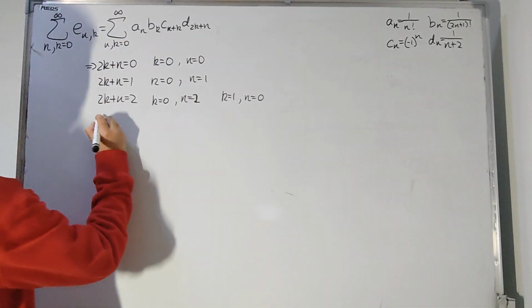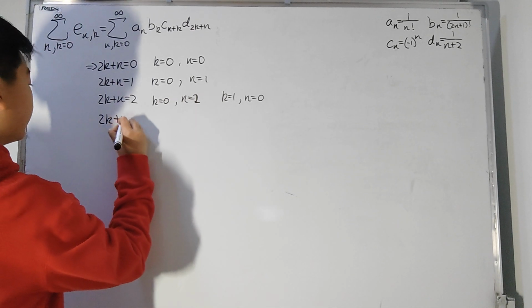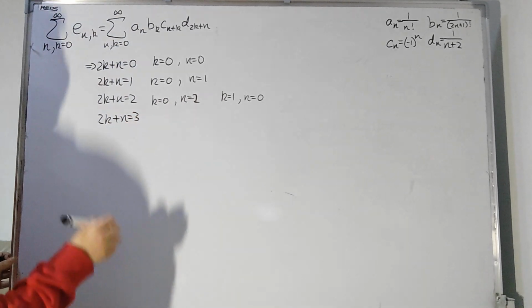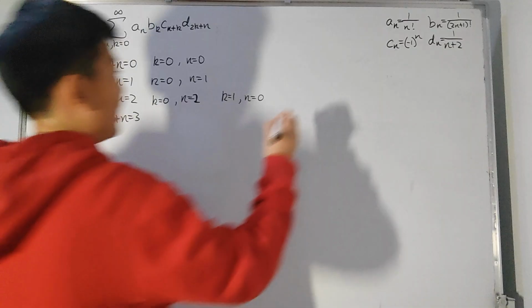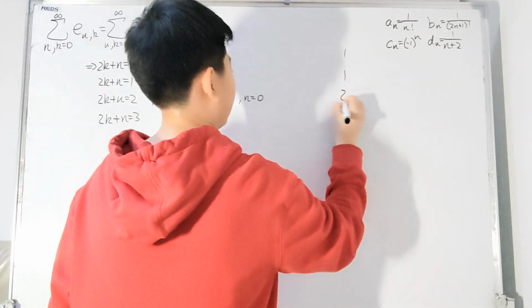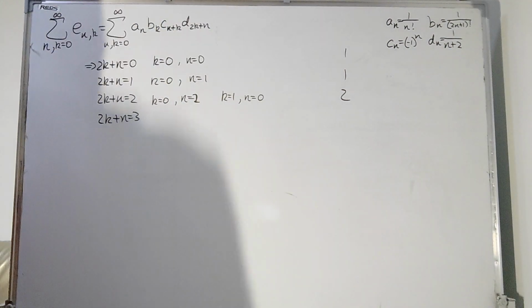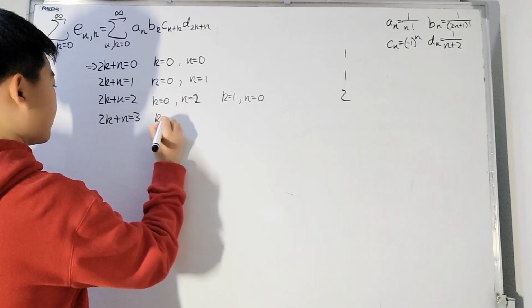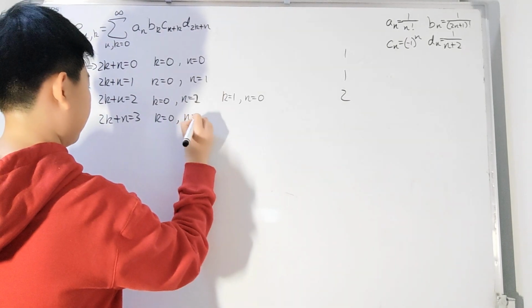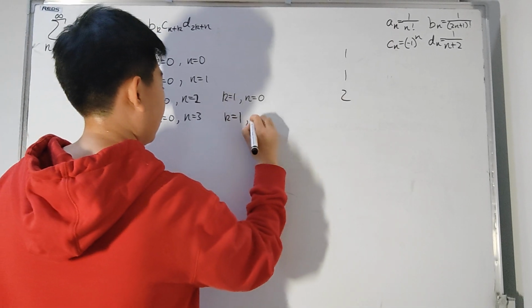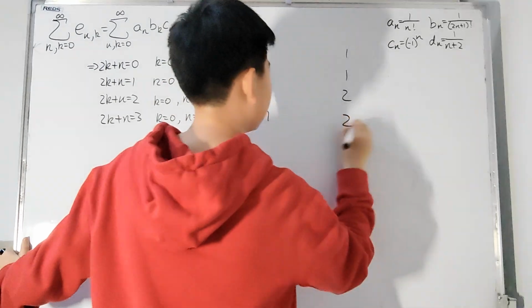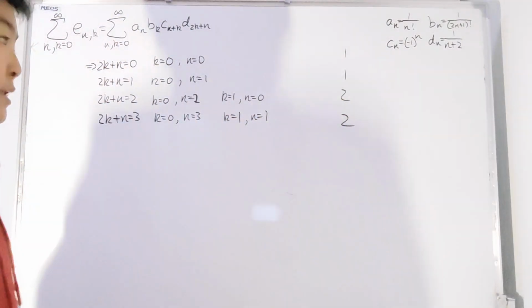And then I went on again. So 2k plus n is equal to 3. And I'm actually going to write down the number of solutions it has. So we have 1, 1, and then we have a 2. Now for the 3 case, we have k equals 0 and n equals 3, and we can also have k equals 1 and n equals 1. So we have two solutions for this one as well.